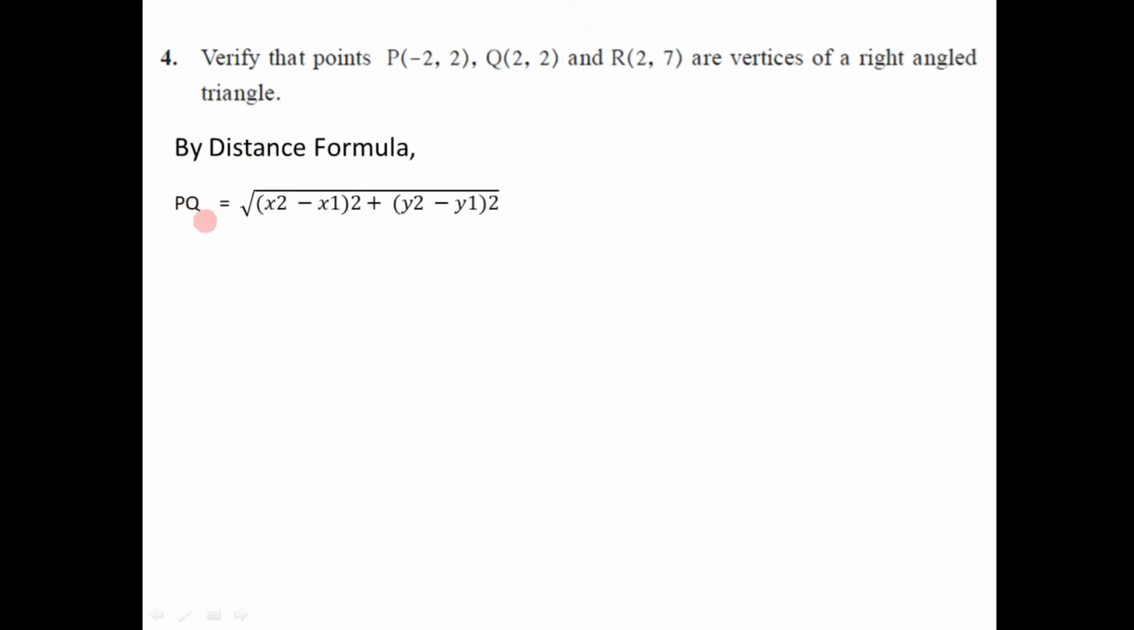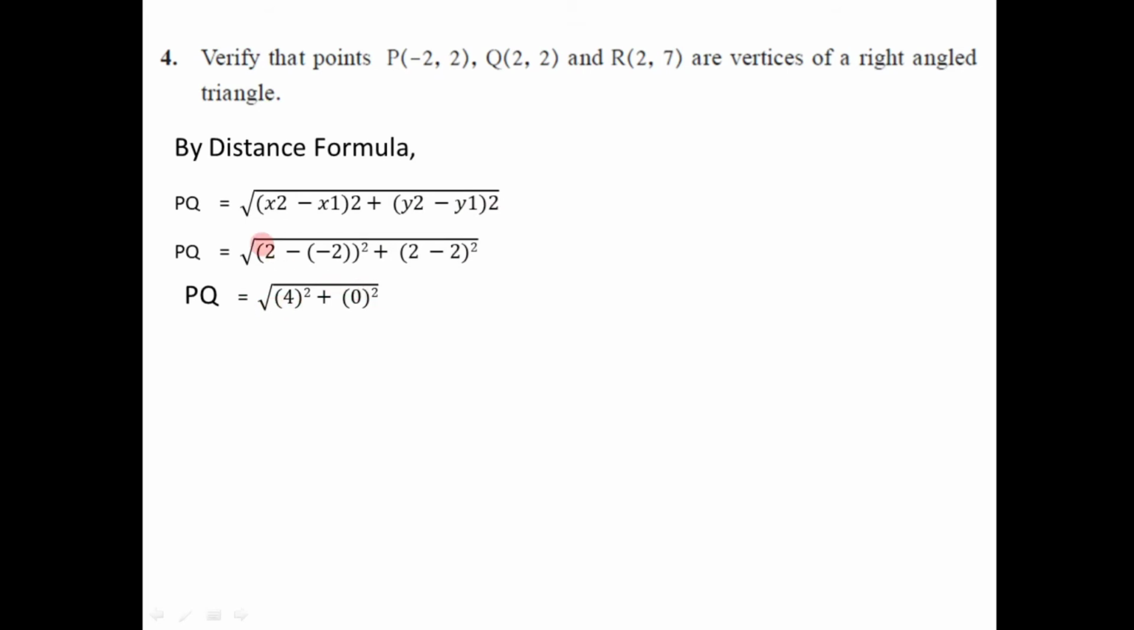So by the distance formula we have the first distance PQ, that is equal to x2 minus x1 bracket square plus y2 minus y1 bracket square. As we are finding the distance between points P and Q, we should treat the coordinates of point P as x1 y1 and coordinates of point Q are x2 y2. So if we replace here, we get PQ is equal to x2 minus x1, that is 2 minus minus 2 bracket square plus y2 minus y1, that is 2 minus 2 bracket square.